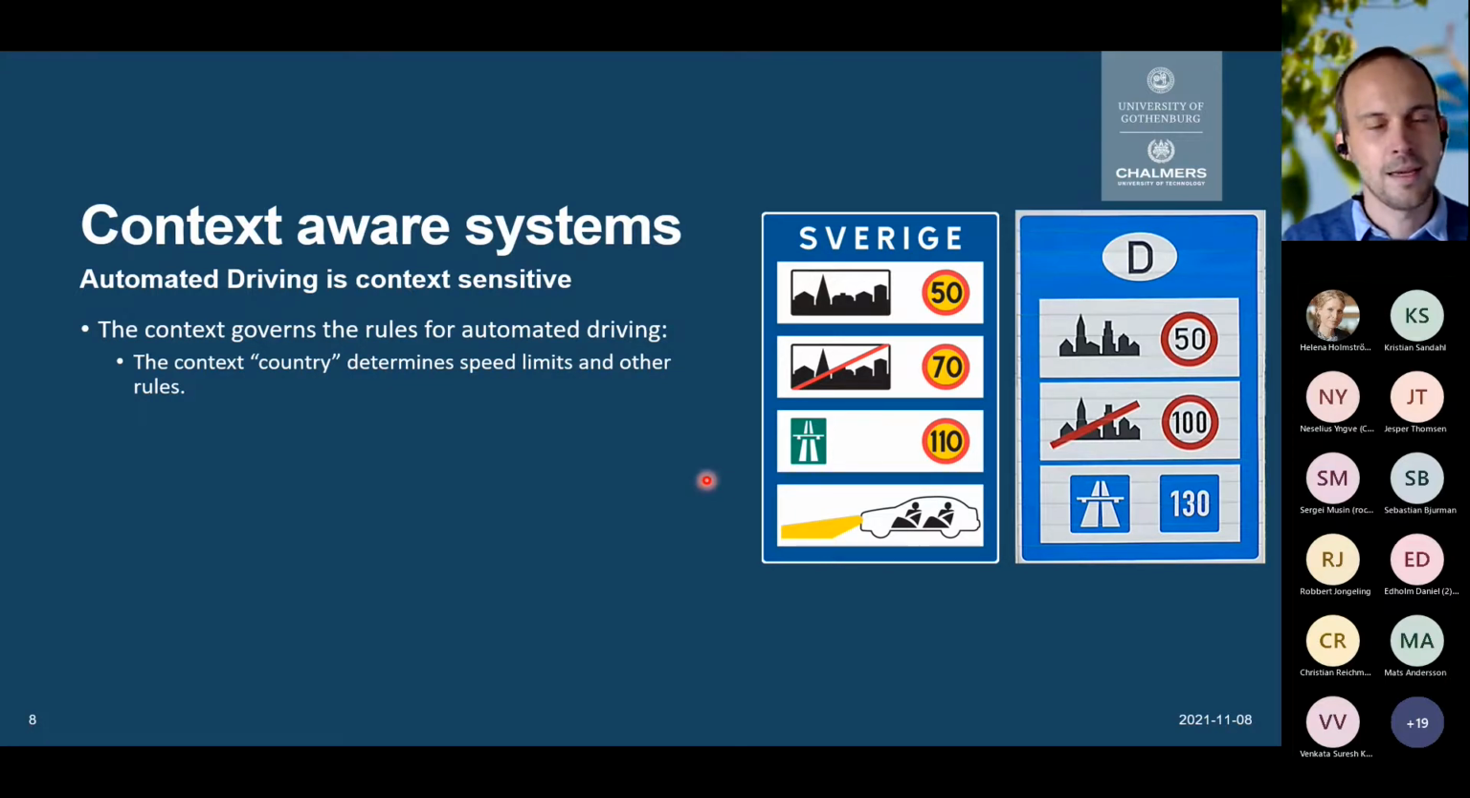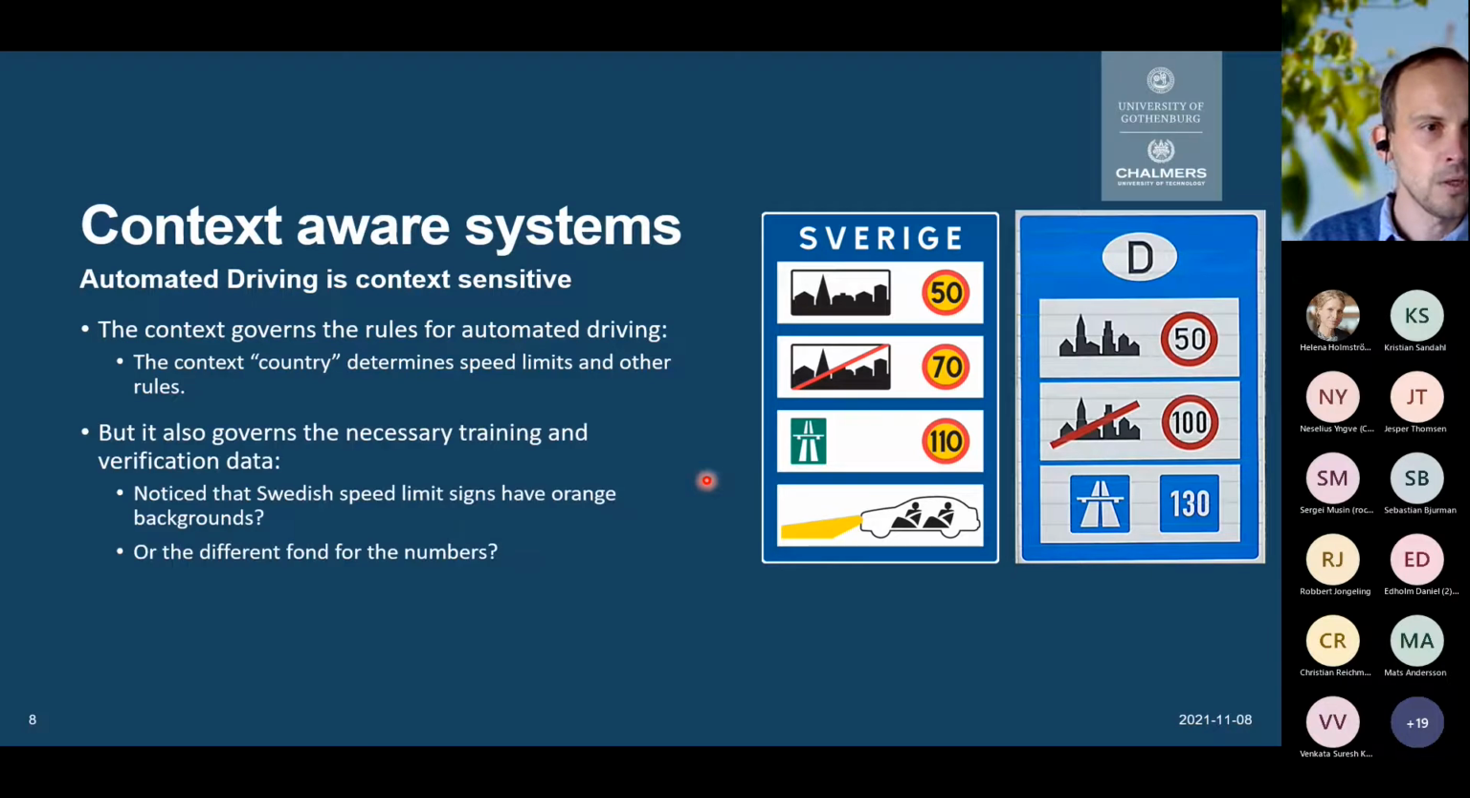But this sign also gives us some information about the data we actually need to provide, if we envision designing a system that can automatically recognize speed limits in a given country, for training. Because did you notice that Swedish speed limit signs actually have orange backgrounds, unlike German speed limit signs that have white backgrounds? Or did you notice the different font of the numbers in the street signs?